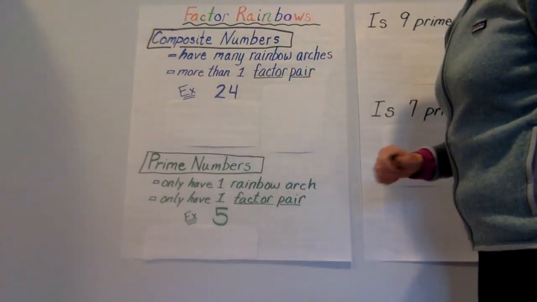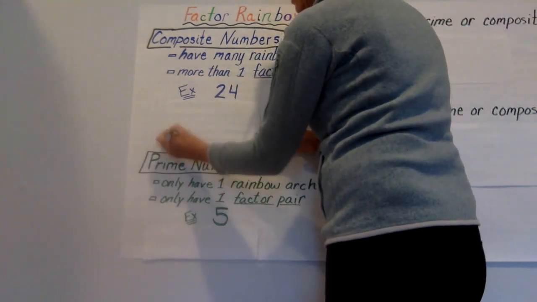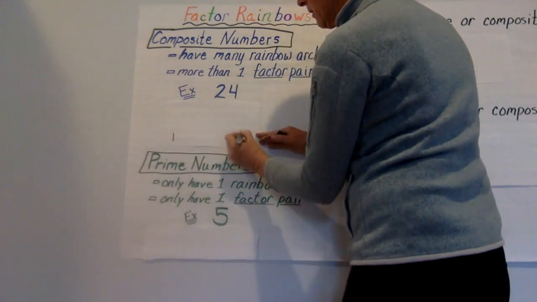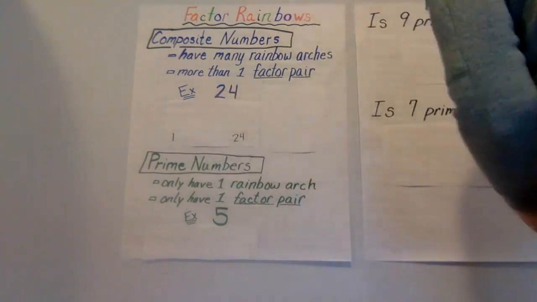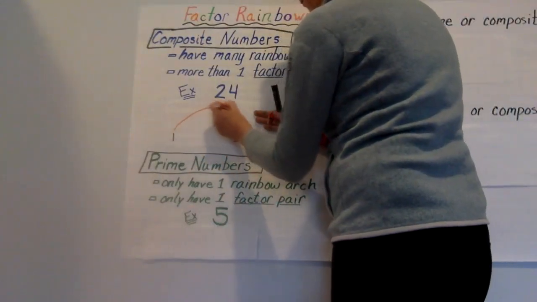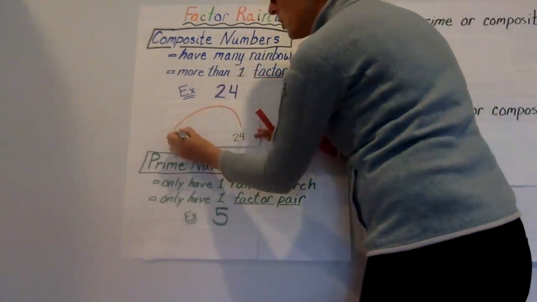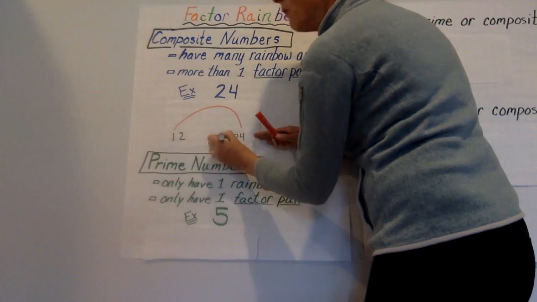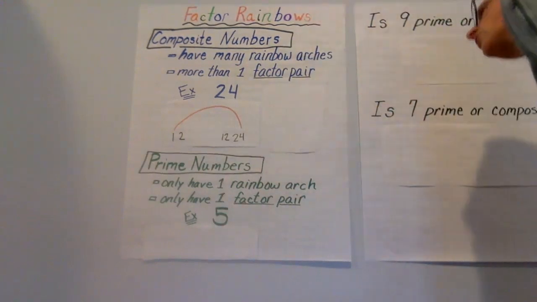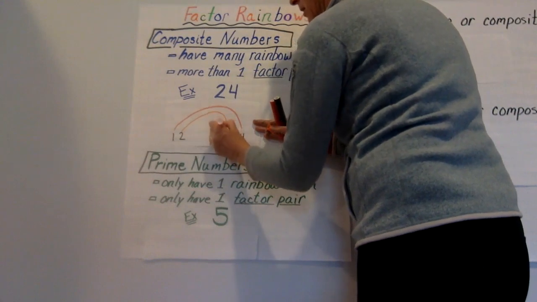of 24. So the first factor of 24, I always start with 1. So I know that 1 times 24 is equal to 24. Now I'm going to make my first rainbow arch. Okay, then I'm going to try 2. Yes, 2 works. 2 times 12 is equal to 24. And I'm going to make my next arch. My next rainbow arch, 2 and 12.